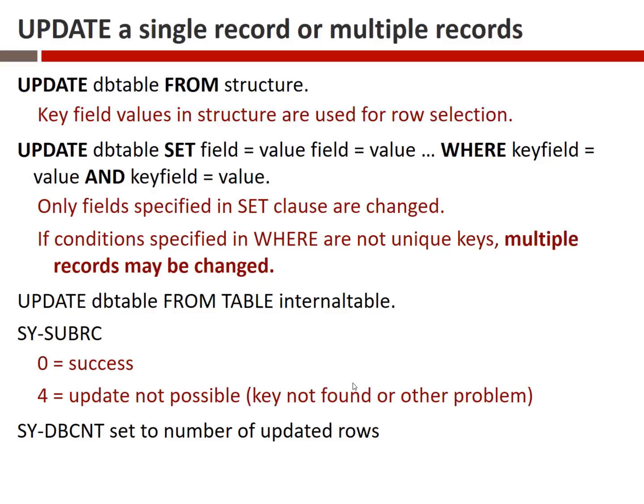SY-DBCNT will tell me how many rows were updated. Which if you think about it, for the first one, I'm expecting that to be 1. For the second one, who knows how many it could be. It could be 1, it could be 5, it could be 5,000. And same thing with the third option. So SY-DBCNT is something that is very particularly useful here.